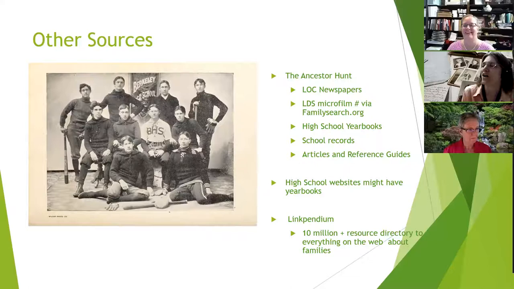Articles and reference guides. Another thing to look for is high school websites, because they might have yearbooks online. I found my dad's yearbook on George Washington High School in Los Angeles, and I managed to find a tiny little picture of him in the mural class. And then, of course, there's Linkpendium. A lot of library people and genealogists use Linkpendium. They have like 10 million records and a resource directory to everything on the web about families. And over to you, Laura.